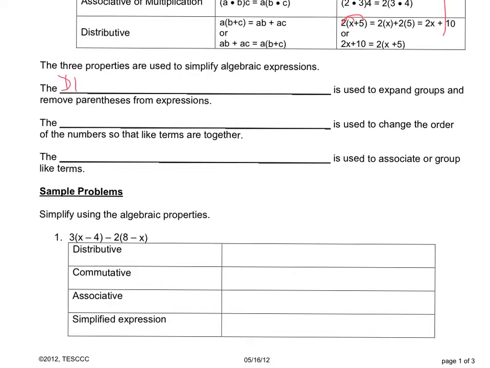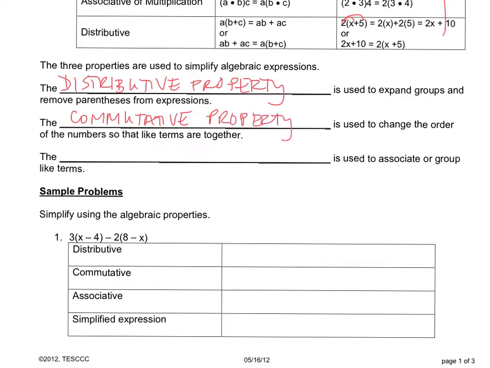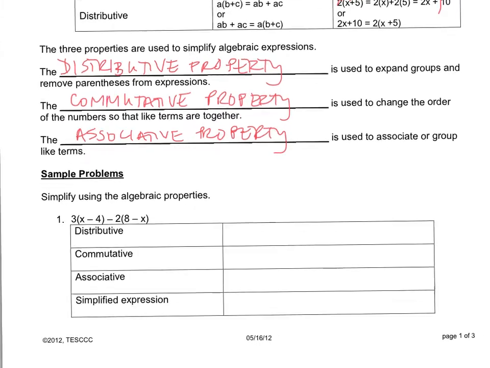So the distributive property is used to expand groups of and remove parentheses from expressions. The commutative property is used to change the order of numbers so that like terms are together. And then the associative property is used to associate or group like terms. So we're going to do some examples.